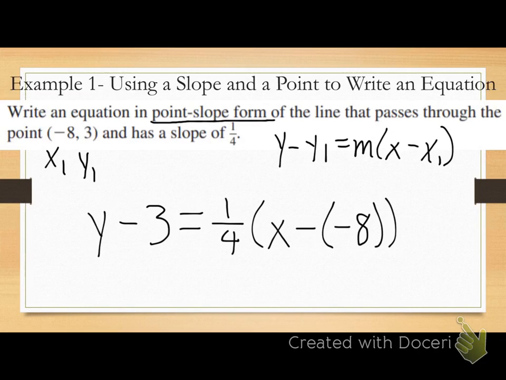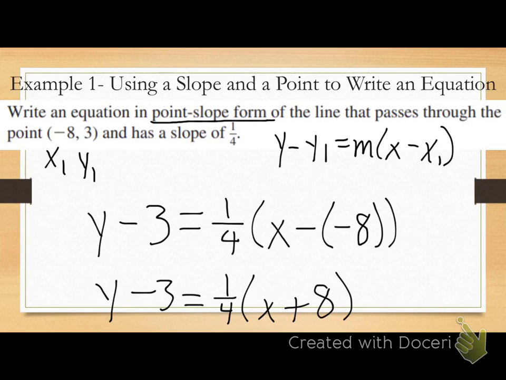Let's clean it up a little bit. Two negatives right next to each other makes a positive. So it's going to turn into x plus 8. What form does it want my answer in? Point-slope form. Is this in point-slope form? Yes, it is. There's my answer. That's all I need to do.